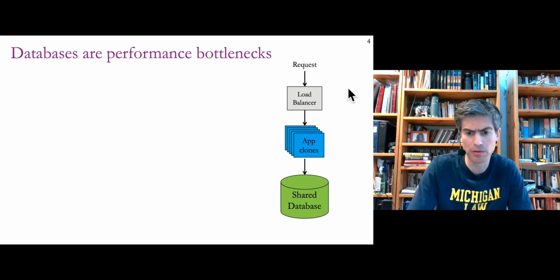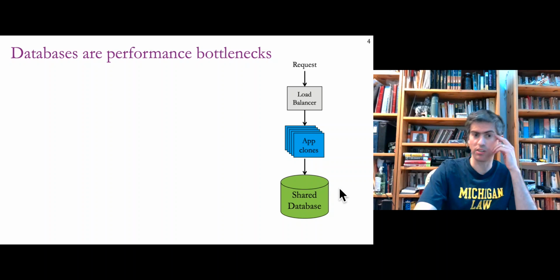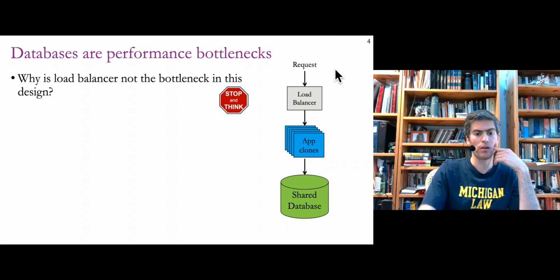So here is a typical system design with requests coming into a load balancer, going to many clones of an app, and then each of those apps contacting a shared database to save shared state or to return data to the users. It's a simple architecture.